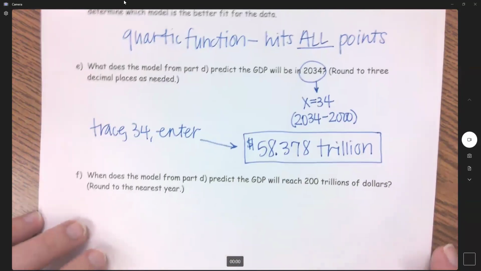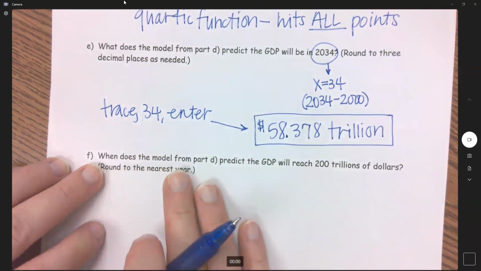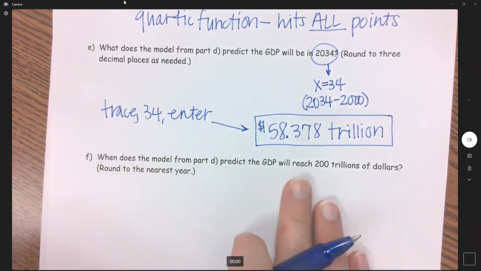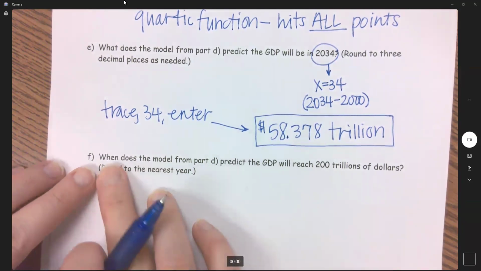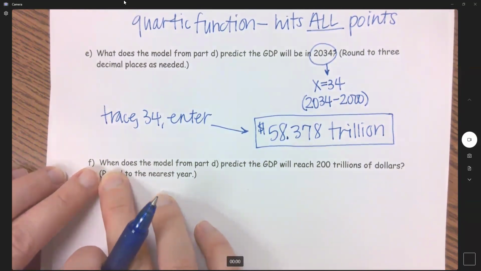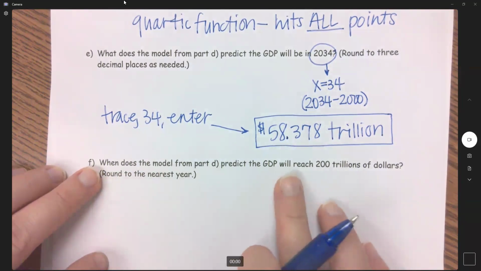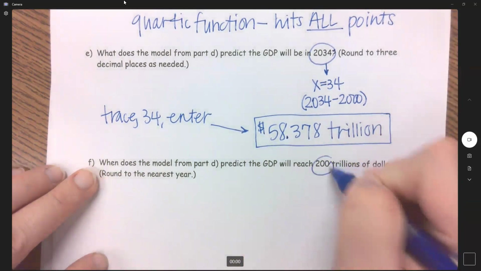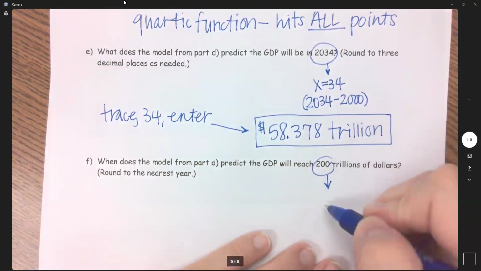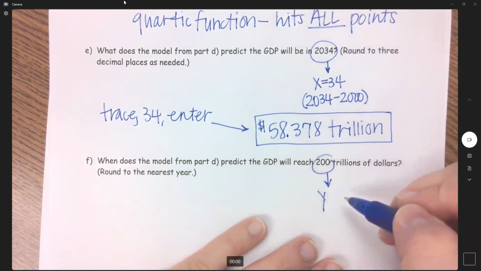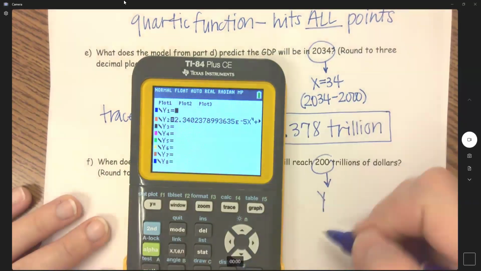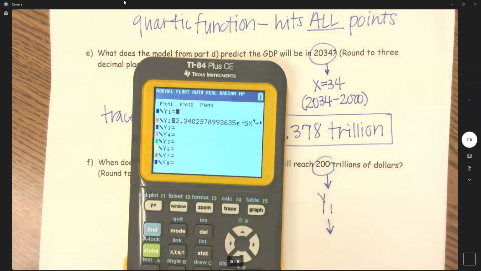Okay, now going opposite. What does the model from part D predict, when will it predict? So when means I'm solving for X, I'm solving for my time. When does the model predict the GDP will reach 200 trillions of dollars? So this is my Y. So because I cleared my Y1, I'm going to put this in as my Y1.